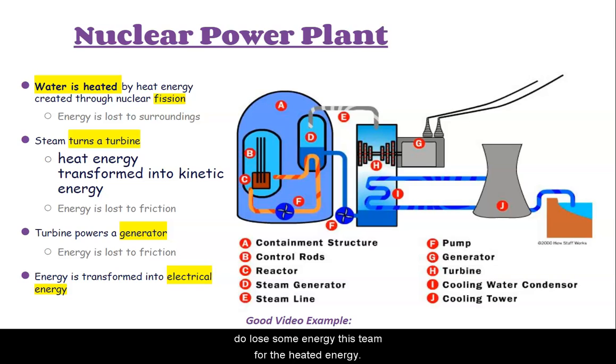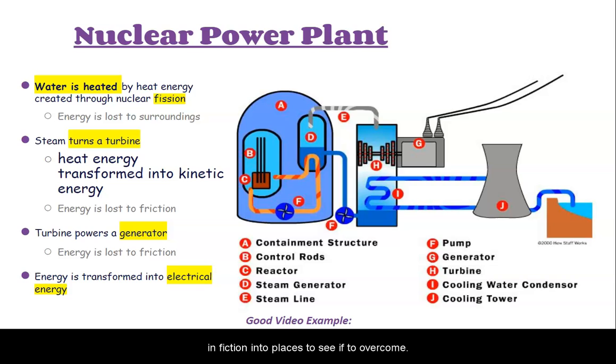The steam from the heated energy turns a turbine, as that heat energy is transformed into kinetic energy, and at this point, energy is lost to friction. So right now we have 2 points where energy is lost. The heat energy is lost to surroundings because not all of it's contained in the water. And then energy is lost in friction in turning the turbine because you have to overcome that friction to turn the turbine. And then the turbine powers a generator.